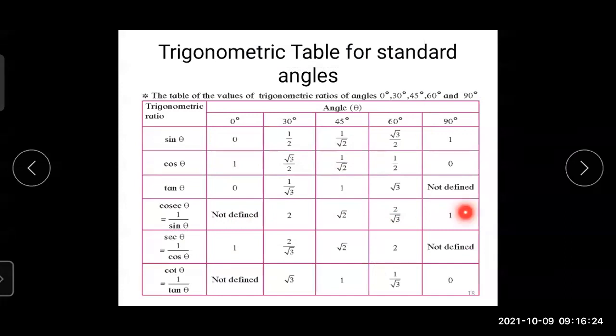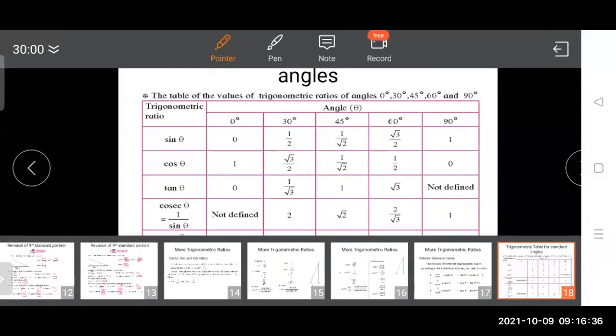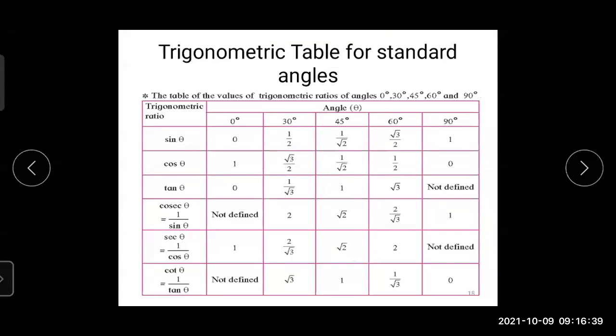In the same way, sec theta is the inverse of cos theta. So 1 upon 1 will be 1. This will become 2 upon root 3, instead of root 3 upon 2. Here root 2 upon 1 upon root 2 is given, so it will become root 2. 1 upon 2 is given, it will become 2, and for 0, it will be not defined.